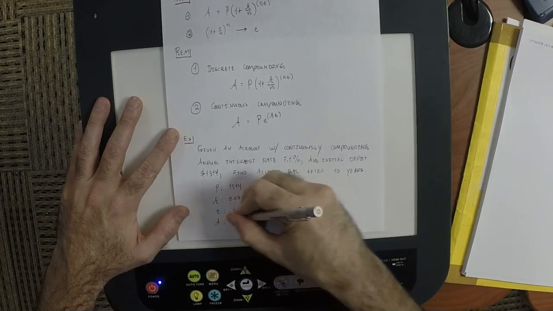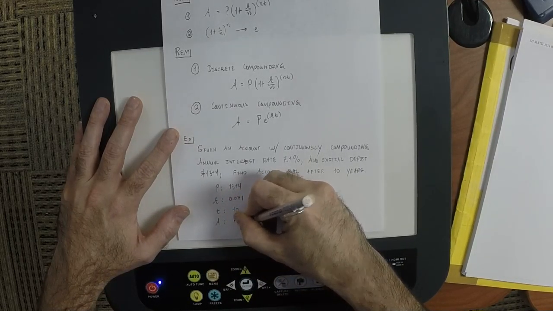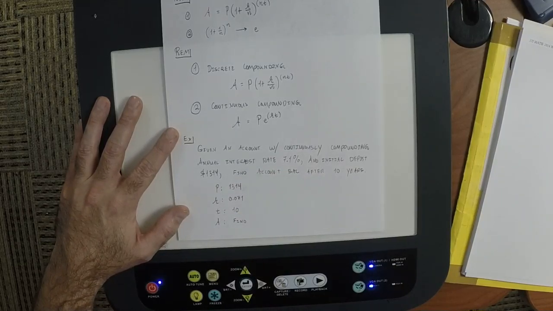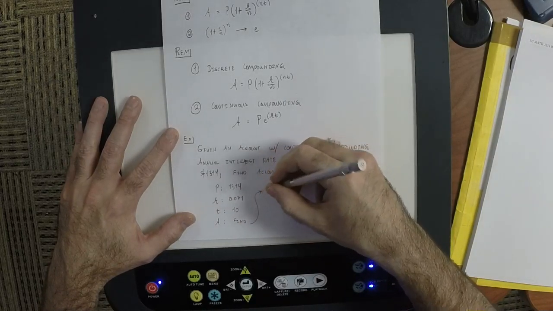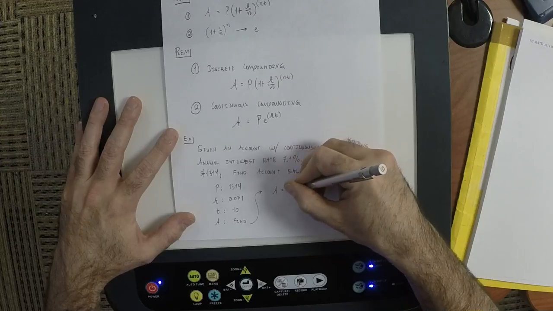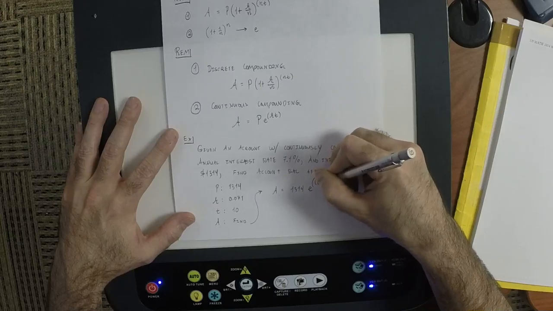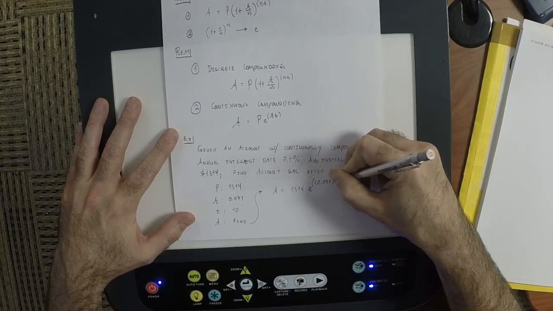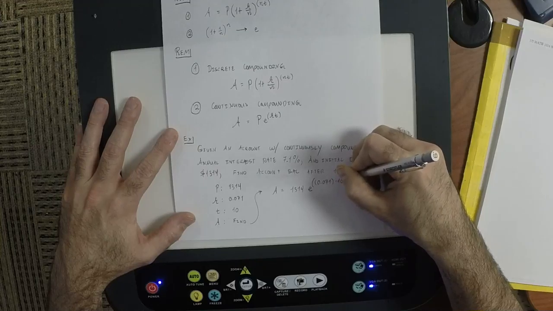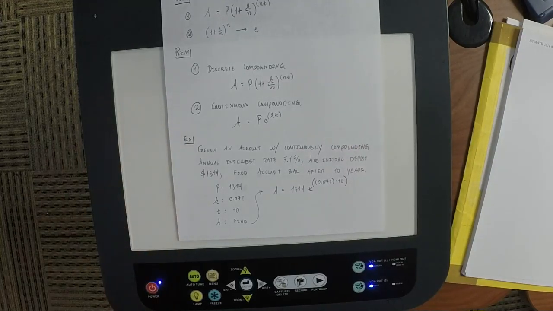Okay, how about T? 10, because it says 10 years. And then A? That's what we're supposed to find. And what part of the story says that's what we're supposed to find? Account balance. Yeah, it says find the account balance. Okay, as a result, we can plug all of this in. A is equal to 1314 multiplied by the exponential of 0.071 multiplied by 10. Okay, so we type that into the calculator.